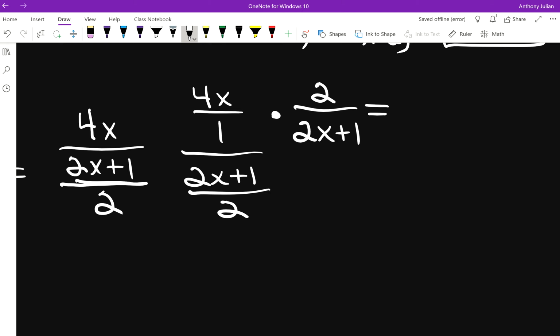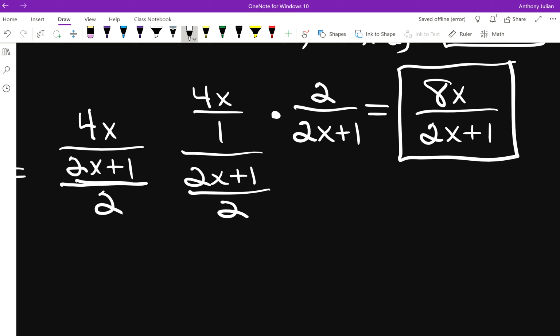Okay, and what do I get? I got 4x times 2 is 8x, and that's going to be over 1 times 2x plus 1, which is 2x plus 1. I cannot factor anything out of these. Remember, that 2x plus 1 is part of an addition, so I cannot simplify that. If I could factor something out of the denominator, then I would, but I really can't. So I'm going to leave this as my solution for that problem.